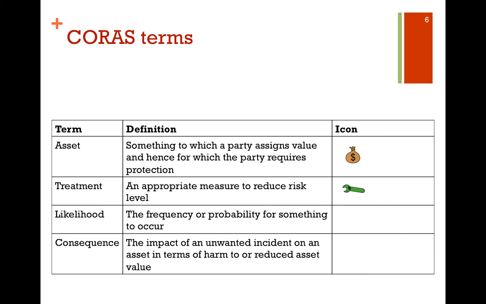An asset is something to which a party assigns value and for which it requires protection. An asset is represented by a bag of dollars. A treatment is an appropriate countermeasure to reduce the risk level. It is denoted by a green toolchain. An unwanted incident and a threat scenario are usually associated with a likelihood and a consequence. The likelihood represents the frequency or the probability of an unwanted incident or a threat scenario to occur, while the consequence is the impact that an unwanted incident has on an asset in terms of harm or reduced asset value.